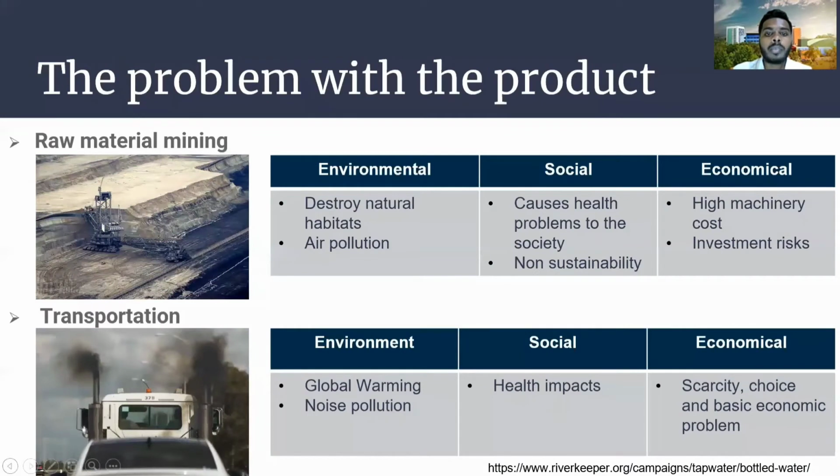And the environmental problem is global warming and noise pollution. And social problem is health impact. There are lung pain, asthma, chest pain. Some impacts will be health. And economical problem is scarcity and choice and basic economic problems. And I move to the next slide.